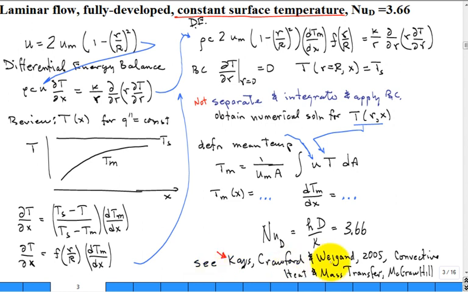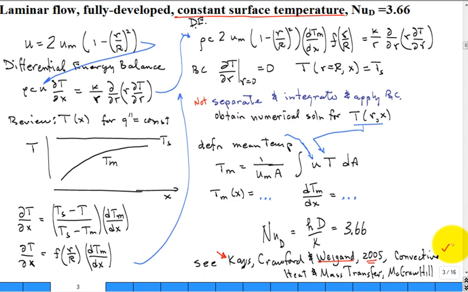Kays, Crawford, Weigand in 2005. It's a lot older, but they added the third author in 2005. So there's the most recent edition, Convective Heat and Mass Transfer. You can buy one of those many copies off eBay for about $10. You could buy one where it was just Kays and Crawford without the third author. It is like the resource that's quoted for this derivation as well as many other things.